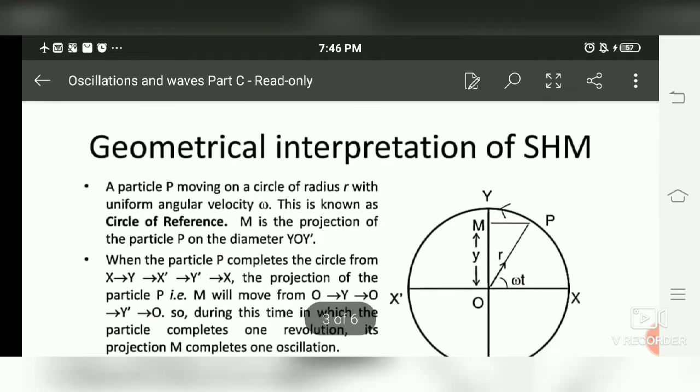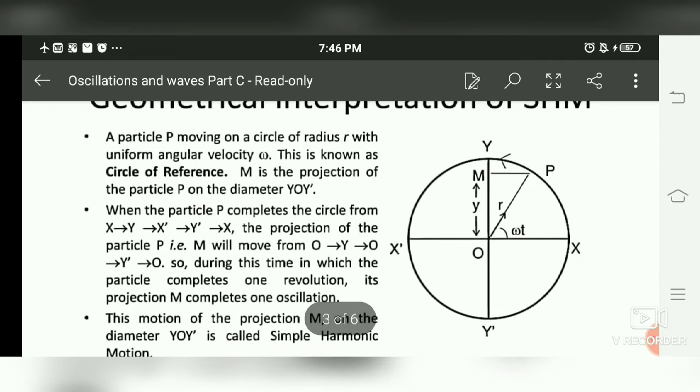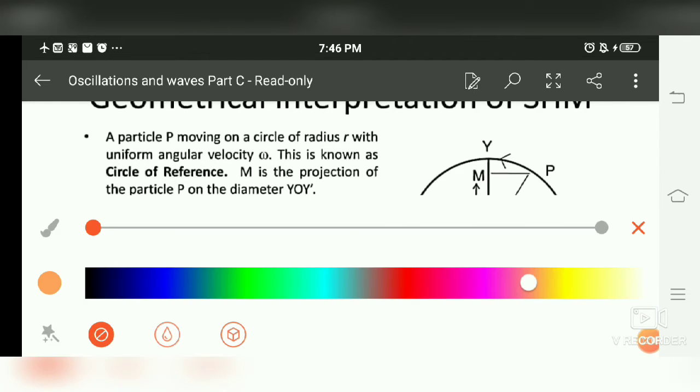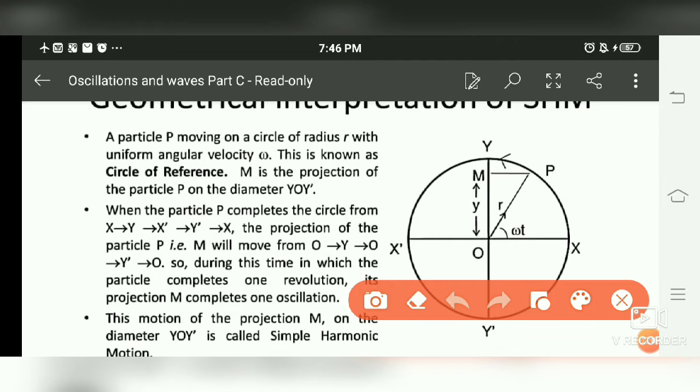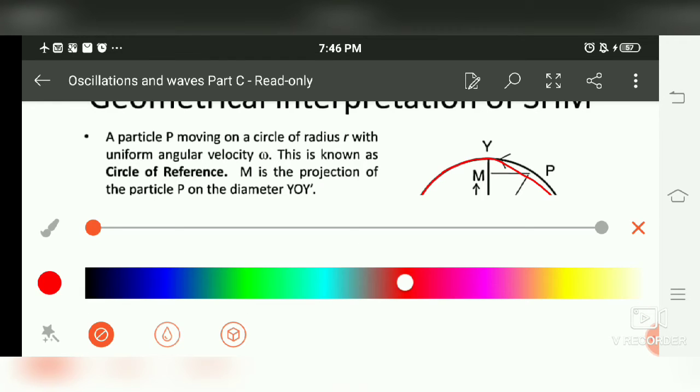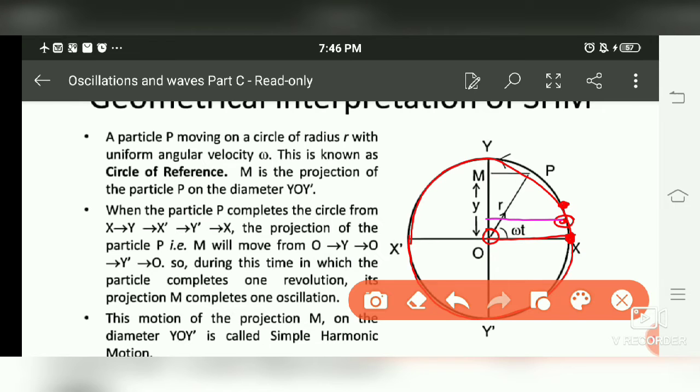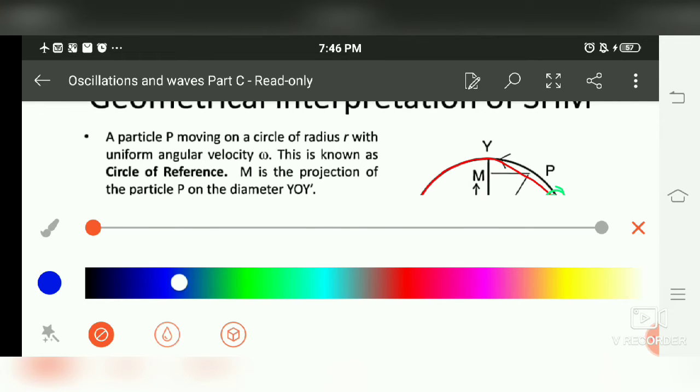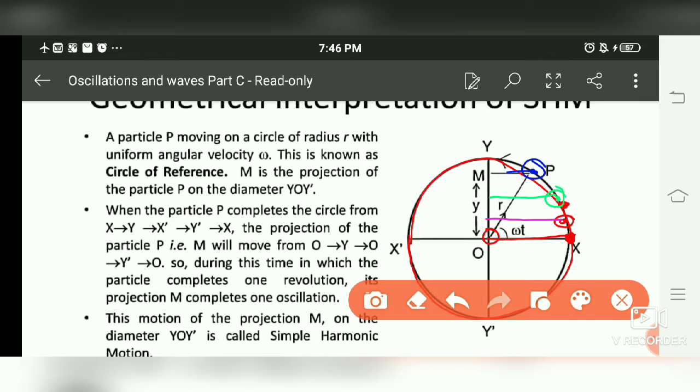Next is the geometrical interpretation of simple harmonic motion. Suppose we consider that a particle P moves on the circumference of a circle from point X to Y, Y to X dash, and X dash and again to X. Now if the particle is here, its projection on the y axis is at this point. If the particle is here, its projection is at this point. If the particle reaches this point, its projection on the y axis is here.